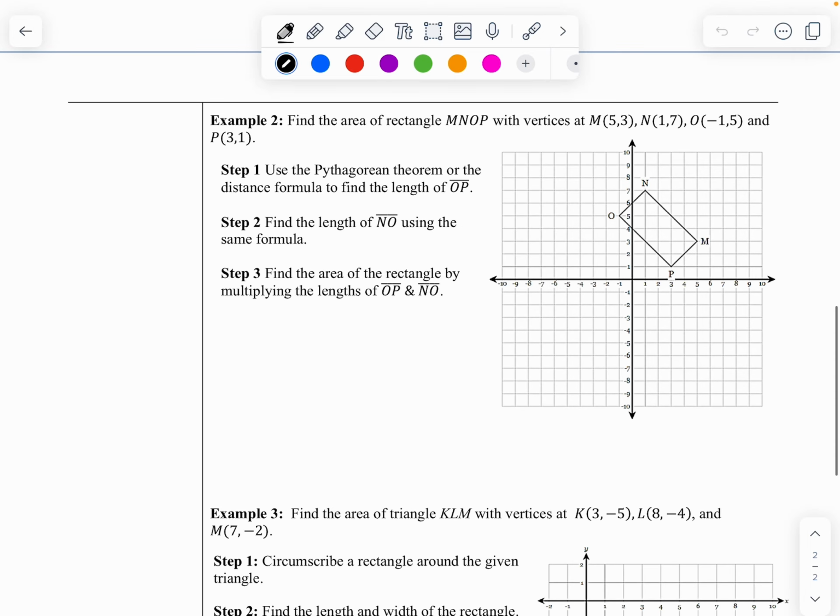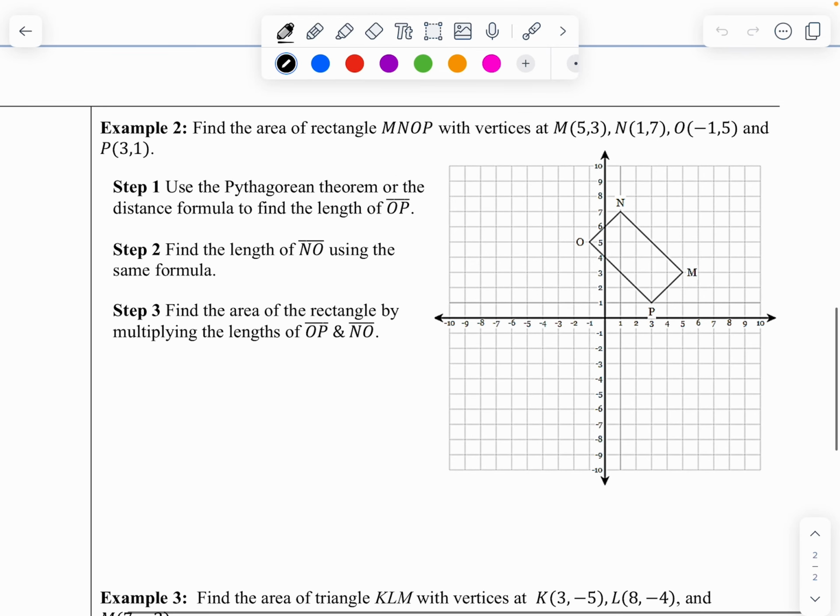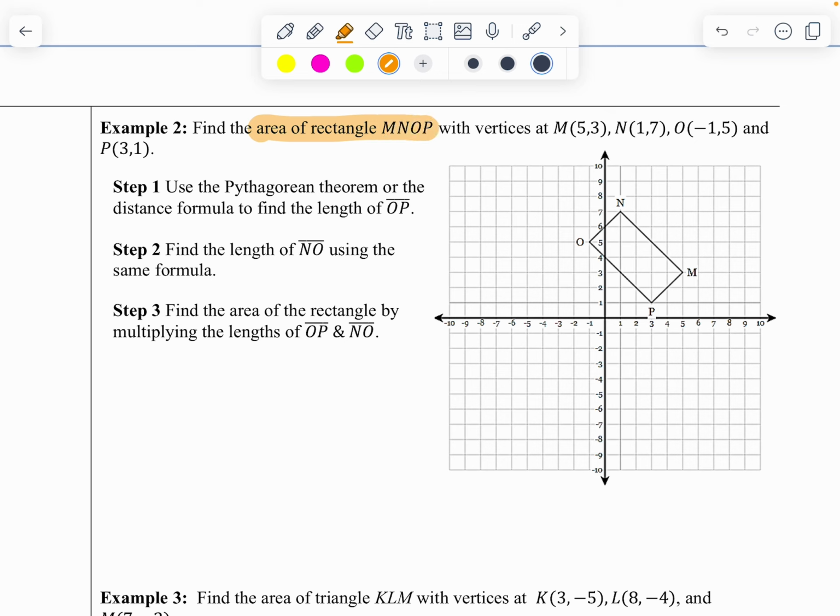But what I want to show you in this video is how to apply it to what we've been doing. So those will be completed notes for later, but I want you to see this part right now. We are looking for the area of a rectangle, and I've given you the vertices.